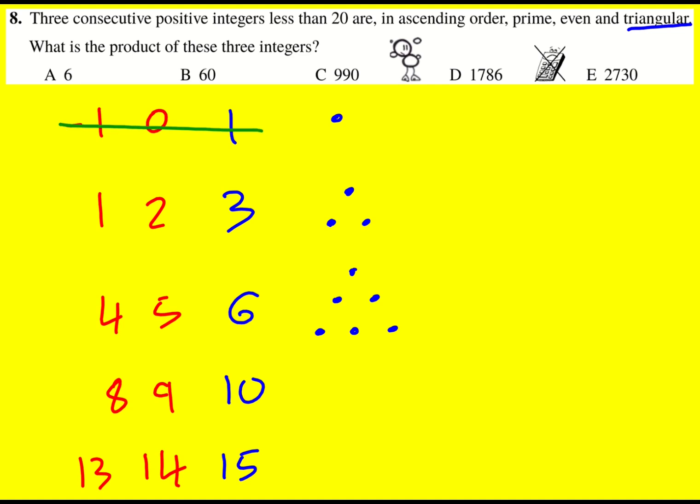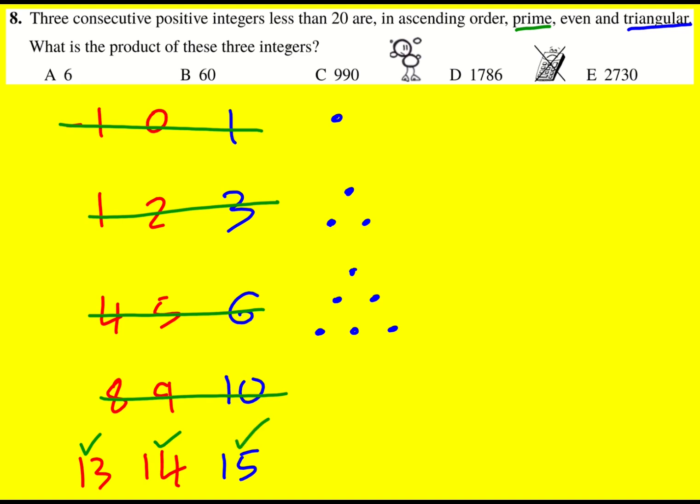And then I'm going to check all the first ones for if they're prime. 1 is not prime, so I can rule it out. 4 is not prime, so I can rule it out. And 8 is not prime. And actually, I'm done. I've got 13, 14, 15. Let's just check it though. 13 is prime, 14 is even, and 15 is triangular.